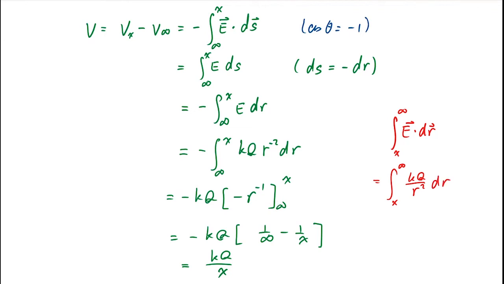Now we're back here. You know what I'm saying? And that will give us kq and then negative 1 over r. Good. Let's use kq and then 1 over x minus 1 over infinity is what we get. This is so much easier thinking.